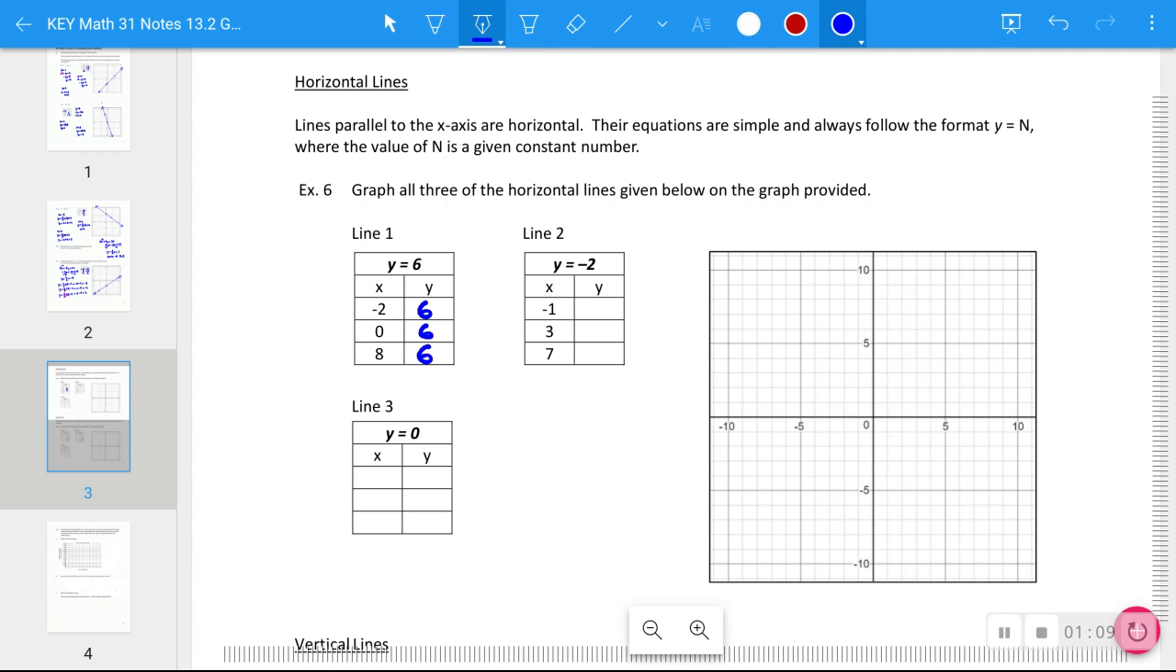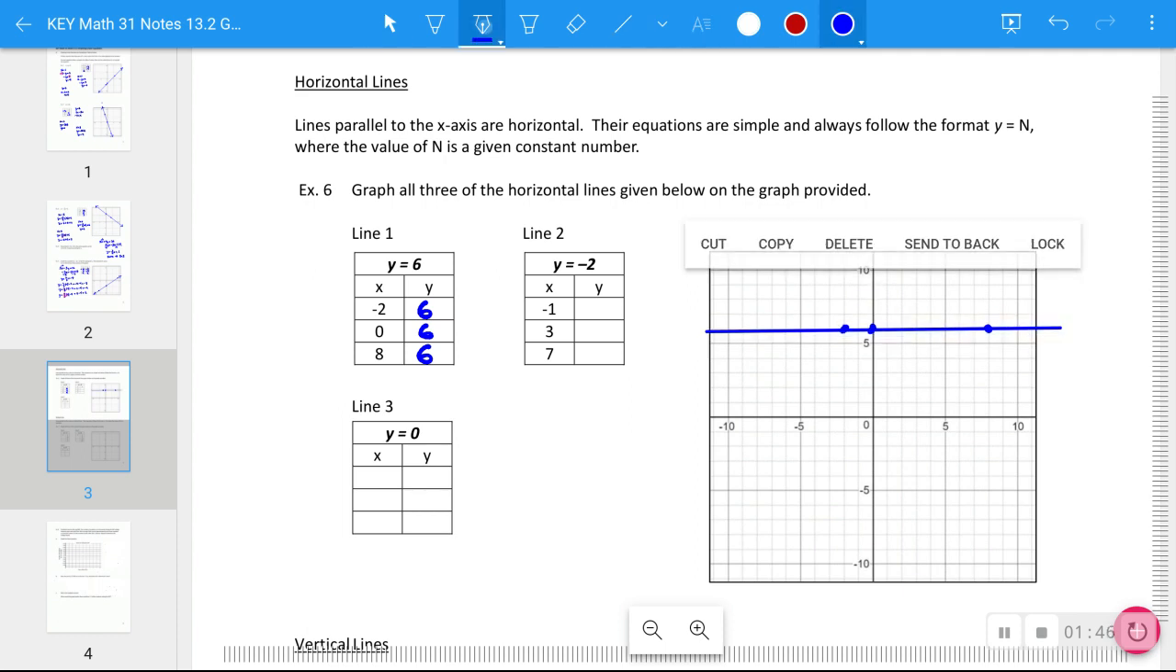So if you look at that last point there, 8, 6, and somebody asks you, is the y value 6? You'd have to say yes. But what about the 8? Well, it doesn't matter. The y value has to be 6. Now, if you plot these points, you'll see a pattern here. 8, 6 would be right there, 0, 6 would be over here, and -2, 6 would be here, and you can see pretty quickly that we're drawing a horizontal line. And so I'm going to go ahead and draw that line.